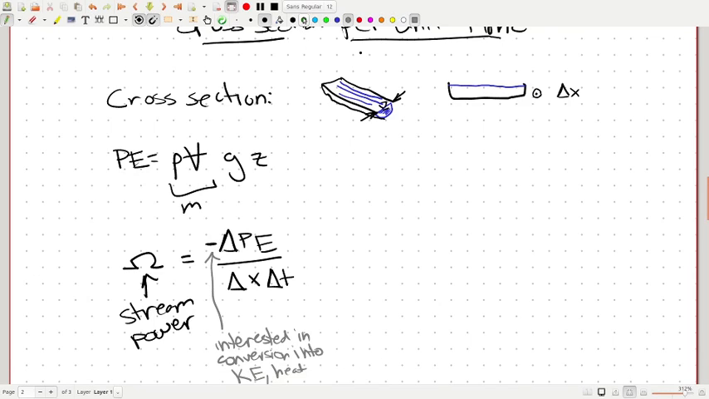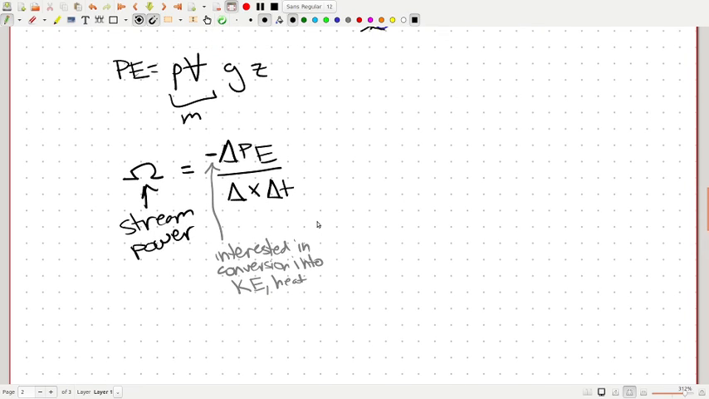So, bear with me for a second while I change colors again. So what is this then? If we have this potential energy here, we can say that the change in potential energy would be minus rho times volume times g times delta z, so some sort of change in elevation. And then on the bottom, I'm going to actually separate these two out. I'm going to put delta x over here on the left-hand side, and I'm going to put delta t over here on the right-hand side.